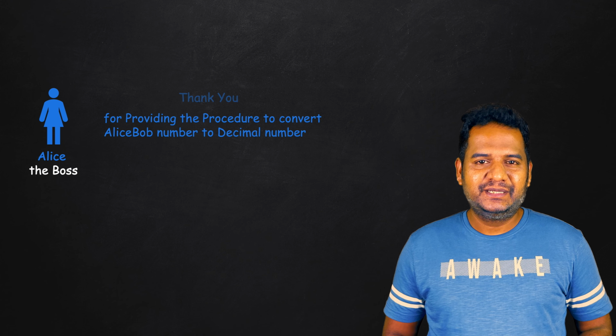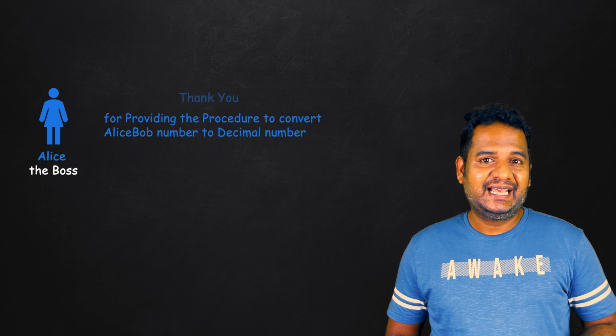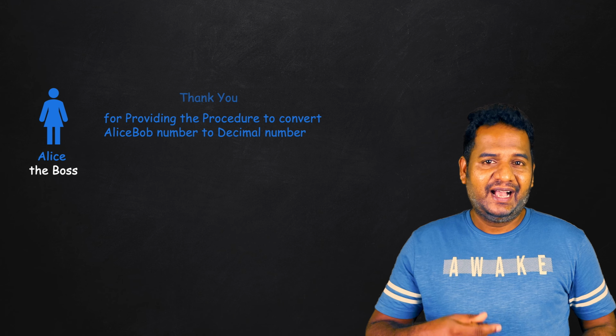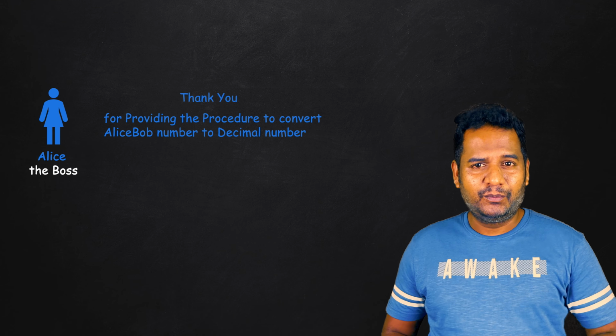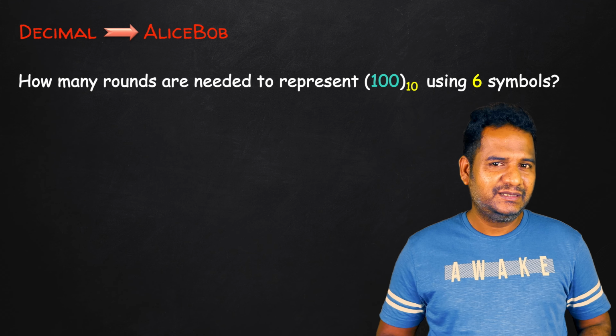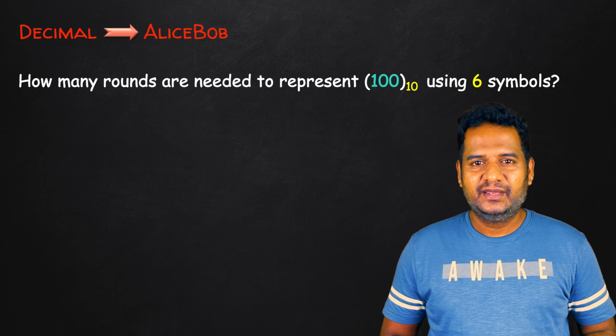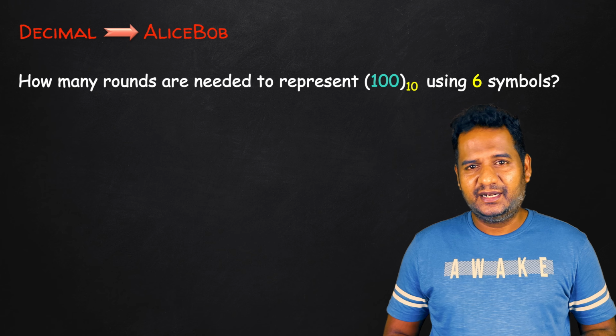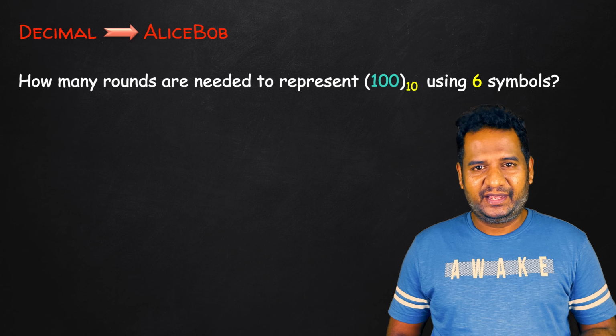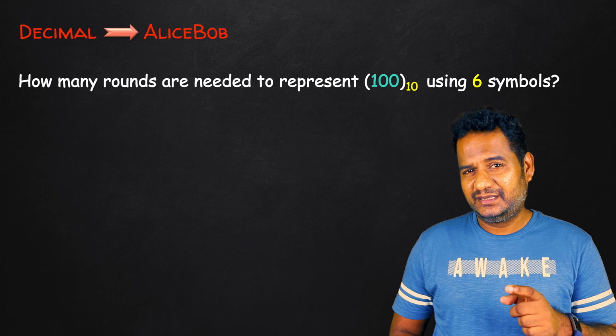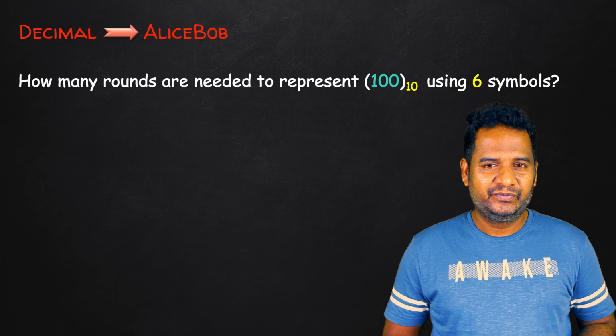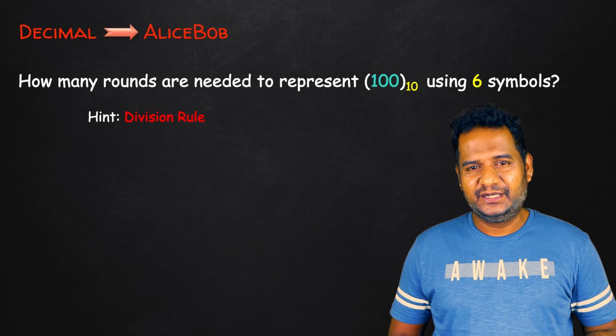Now we have devised a method for Alice. Alice is thanking us for helping her. Our job is not done yet. Let's help Bob convert a value in the decimal system to the Alice Bob system. Given a decimal value such as 100, Bob mainly needs to identify how many rounds are needed to represent the same value with 6 symbols. This can be done by applying the division rule.